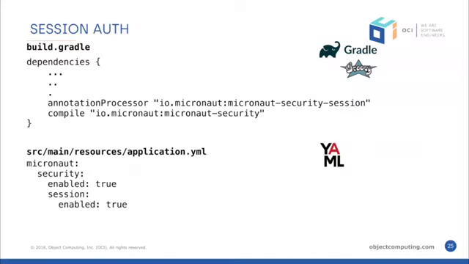What you will need to turn on is to put a dependency in place called the Micronaut security session dependency. The Micronaut security session dependency has a transitive dependency on Micronaut security. So you see that I don't have here the compile Micronaut security dependency. That's brought transitively by the other one. And then you will need to turn on security and security session. You see there at the bottom in the YAML file that I am setting micronaut.security.session.enabled to true.